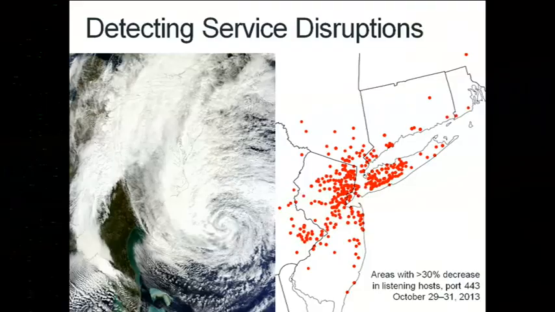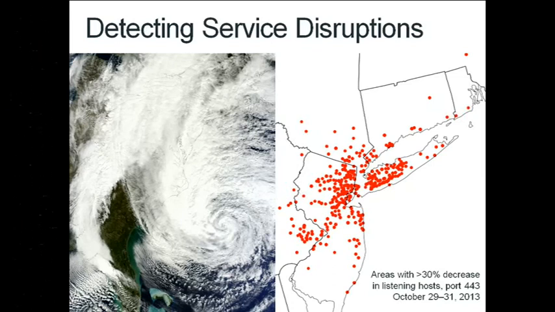So what we did is my student Zakir and I just used ZMap continuously to scan as fast as we could on, I think this was port 443 again, HTTPS, while the storm was going on. And we were able to look for locations, for areas in the network where there was a greater than normal decrease in the number of listening hosts. So places where the power went out and suddenly people's Netgear routers, for instance, were no longer exposing their web interface to the world. So by looking at the whole internet, we could spot evidence of this localized disaster.